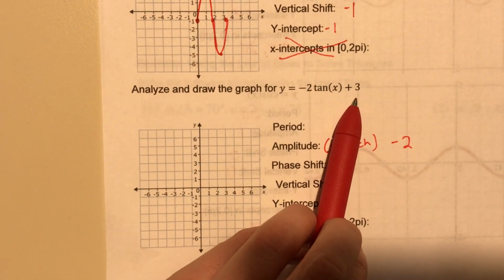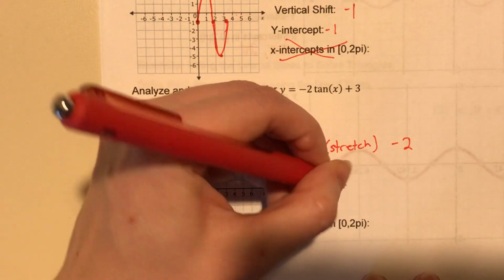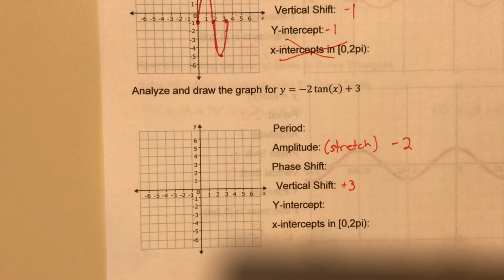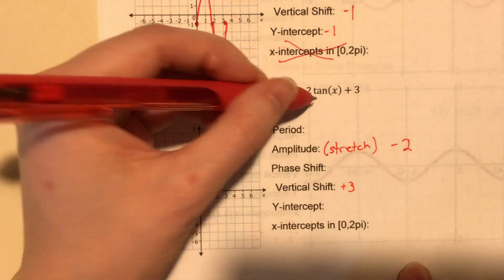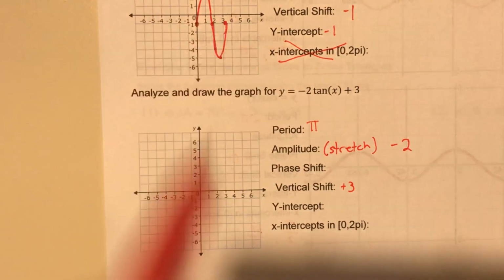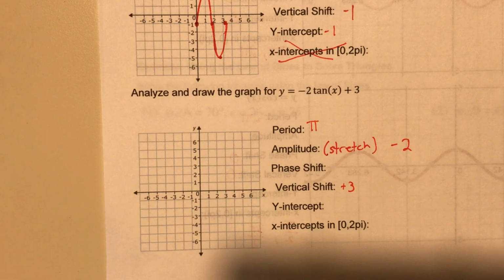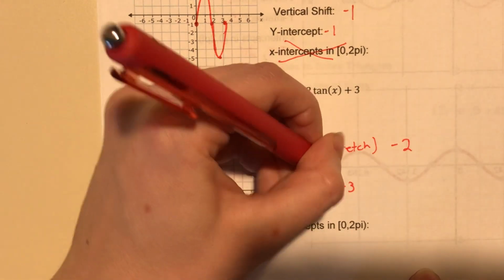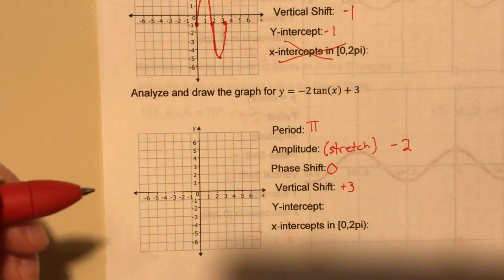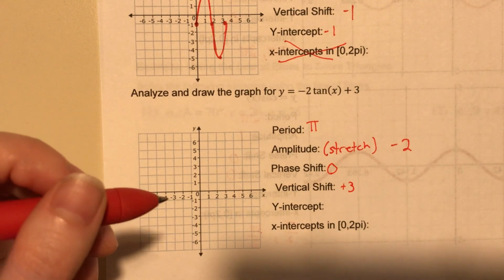That's a d value. That's a vertical shift of +3. All right, and I look and I don't have a b value, so my period is the same as it normally is for tangent, which is going to be a period of pi units. And my phase shift is nowhere to be found. I did not move left or right, so that's going to be 0. And so let's think about what this graph is going to look like.